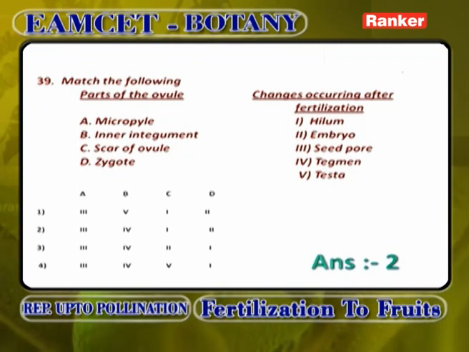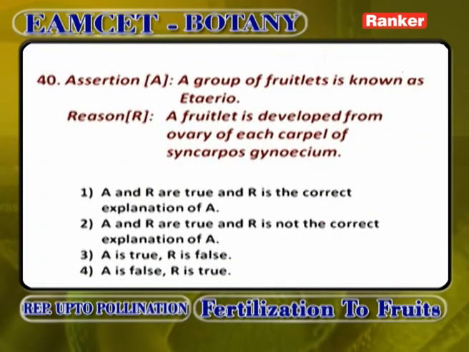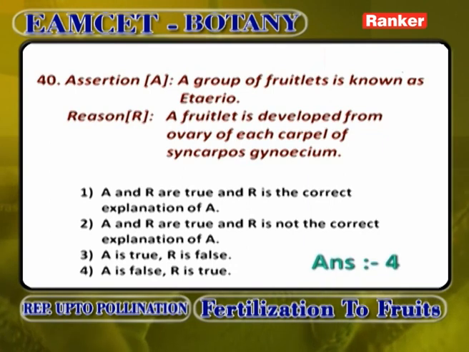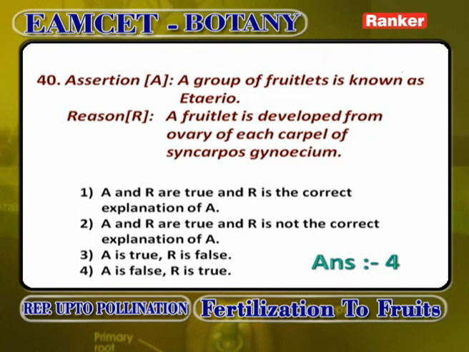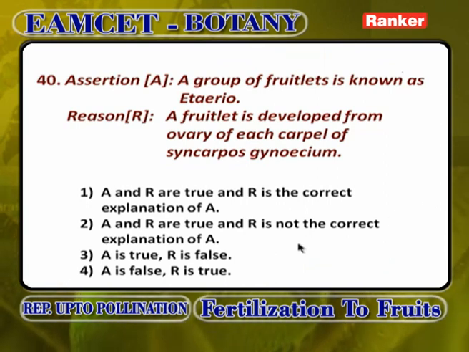Now, coming to the last bit. A group of fruitlets is known as etaerio. A fruitlet is developed from the ovary of each carpel of a syncarpous gynoecium. Syncarpous is wrong. For this, the answer is 3, not 4. A group of fruitlets known as etaerio is correct. The fruitlet developed from the ovary of each carpel of a syncarpous gynoecium is wrong. It is not syncarpous, it is apocarpous. So, answer is 3: A is true, R is false.